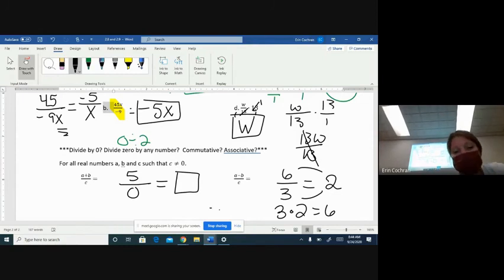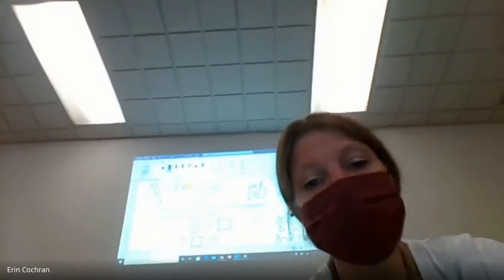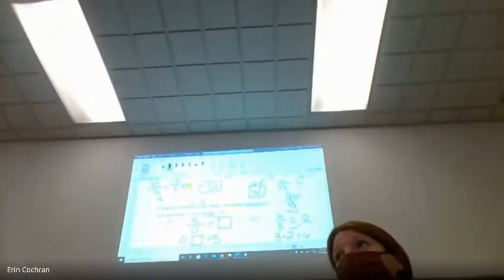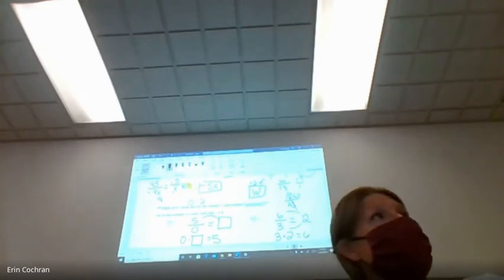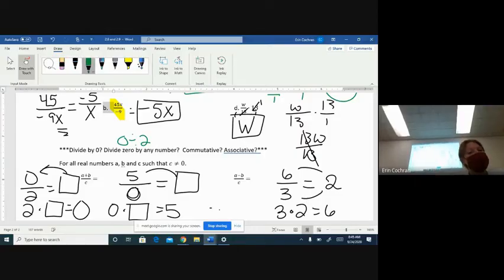Because think about this. 0 times what number would get me to this 5? Nothing, right? Because you can't multiply. Anything times 0 is always 0. I can never get to 5, can I? No. To 0. So you can take 0 divided by any number, which is always going to be what? 0. You just can't divide by 0. Okay, does that make sense to you guys? Yeah, okay.